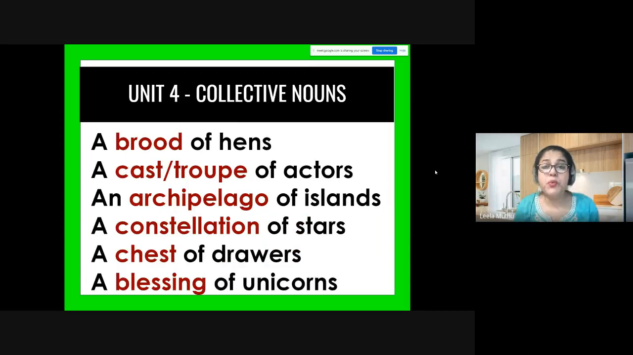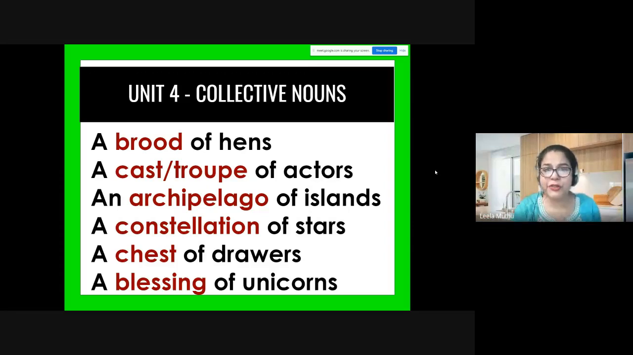Then you have a brood of hens, a cast or a troupe of actors, an archipelago of islands, a constellation of stars, a chest of drawers, a blessing of unicorns. You know, unicorns are those which are like horses, but they've got this single horn in the center. And when you see them as toys or in cartoons, they look so cute.